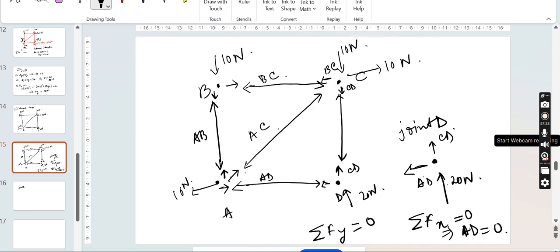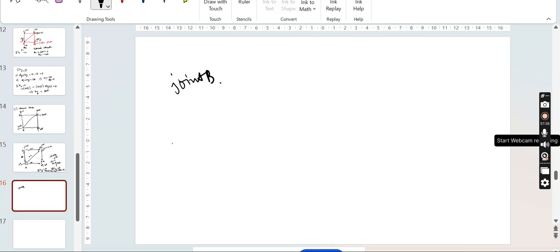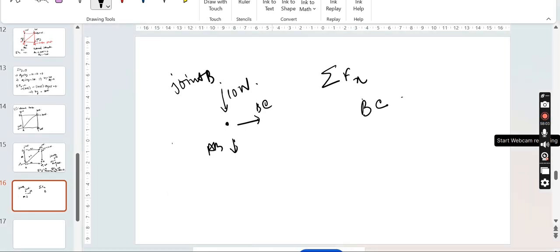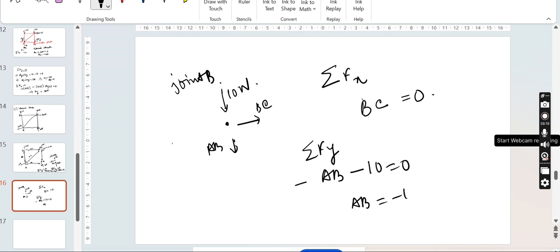Compute force balance equation for direction. So CB plus 20 divided by 0, so C minus B. So this is direction. BC equal to 0, and for the Y direction, the force balance equation will be minus AB minus 10 is equal to 0, so AB is equal to minus 10 as well.